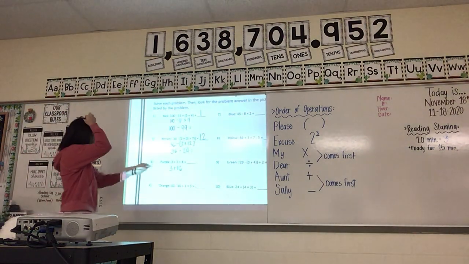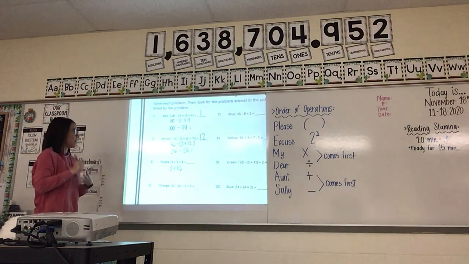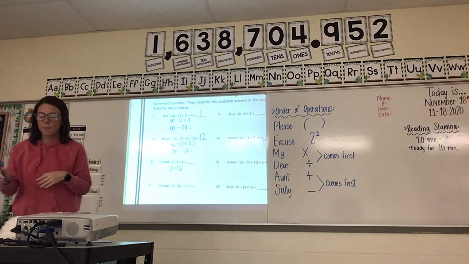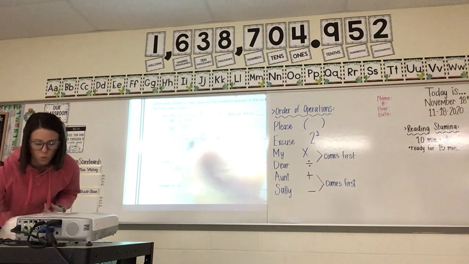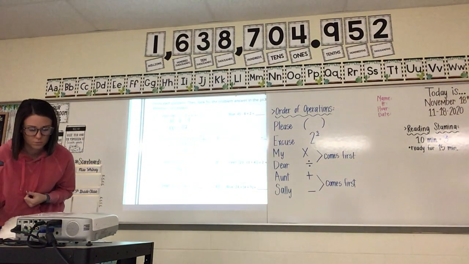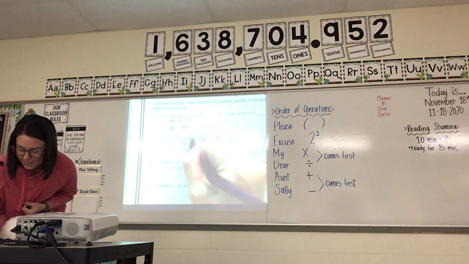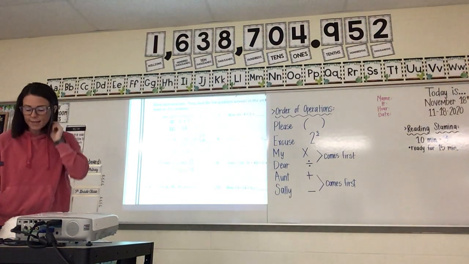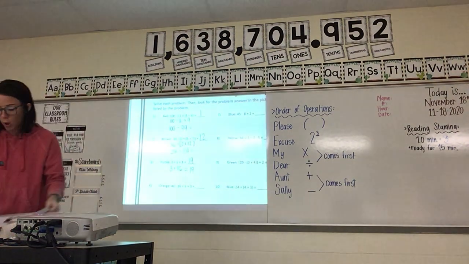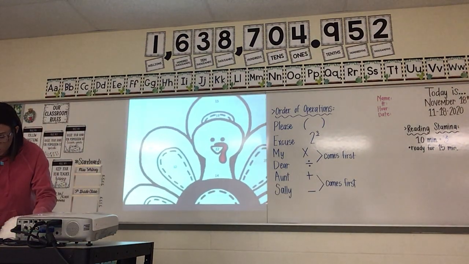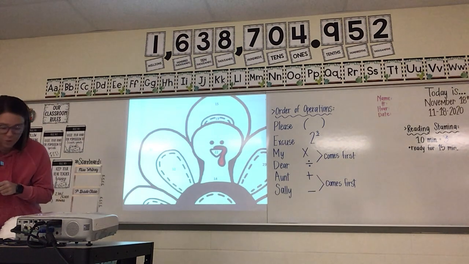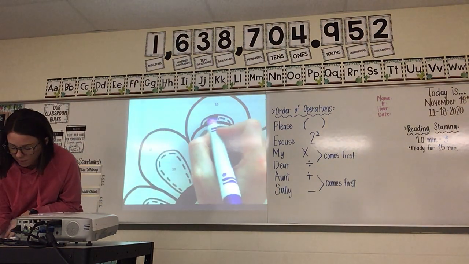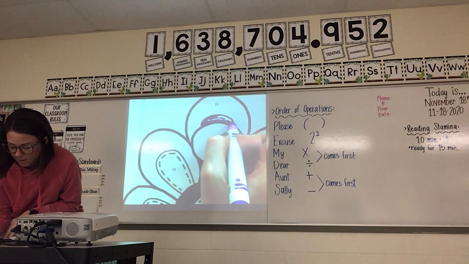So now I have 3 plus 16. Well, I only have one thing left to do, and that's addition, so let's do it. 3 plus 16 is what? 19. So number 3 was 19, and that is supposed to be purple. So I'm going to go over here and find my answer, which was 19, and I'm going to color it purple. 19 is right here. Top of a feather up here. Number 19.